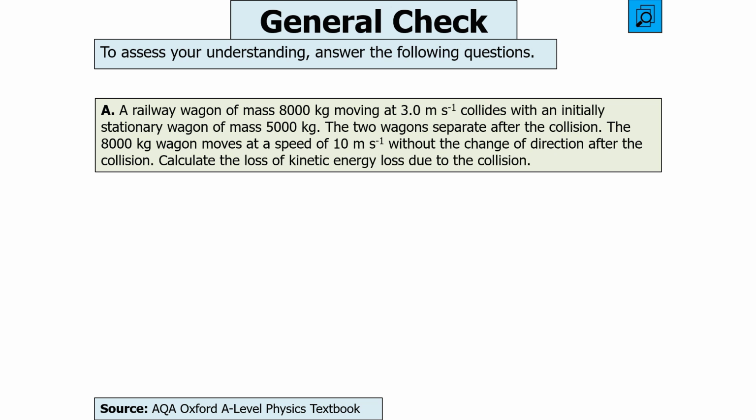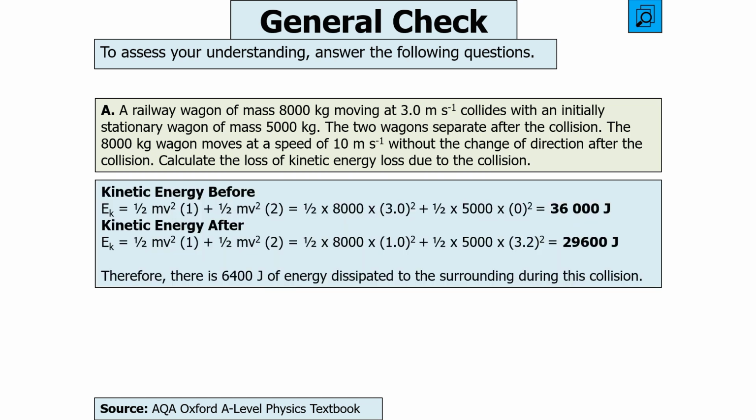With the same situation, calculate the loss of kinetic energy due to the collision. So pause the video now, then unpause the video when you want to go through your answer. In this question, you need to work out the kinetic energy of each object before and the kinetic energy of each object afterwards. So beforehand, it's a half times 8,000 times 3 squared, plus a half times 5,000 times 0 squared, so 36,000 joules. Afterwards, it's a half times 8,000 times 1 squared, plus a half times 5,000 times 3.2 squared, 29,600. So we have lost 6,400 joules of energy to the surroundings, so therefore it's an inelastic collision.